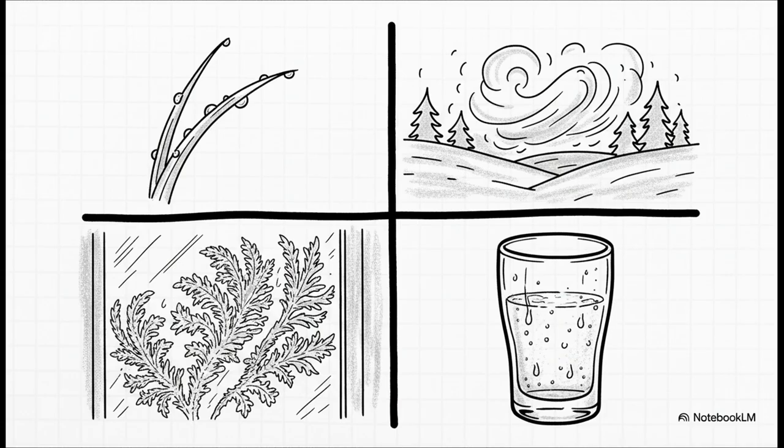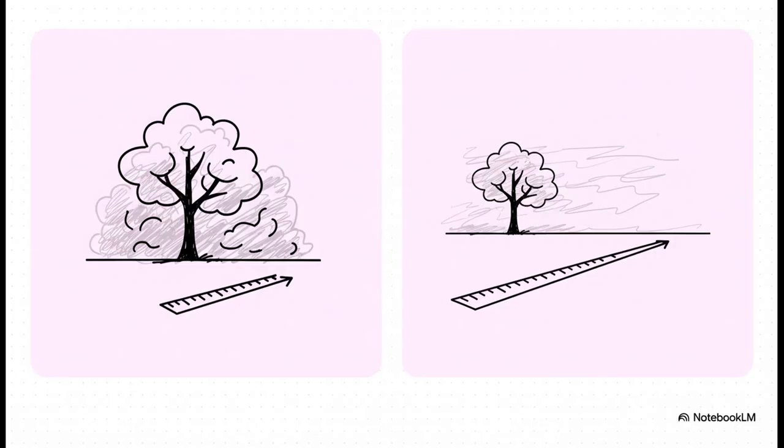You know those little drops of water on the grass in the morning? That's dew. That low-lying cloud you might walk through on a hike? That's fog or mist. Even those beautiful, icy patterns on a window in winter, that's frost, and it's also a form of condensation.